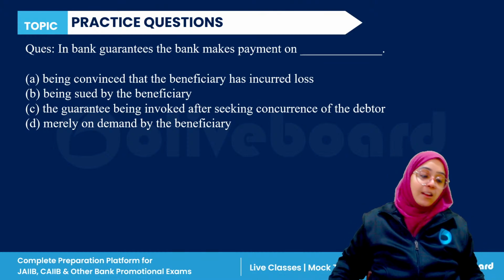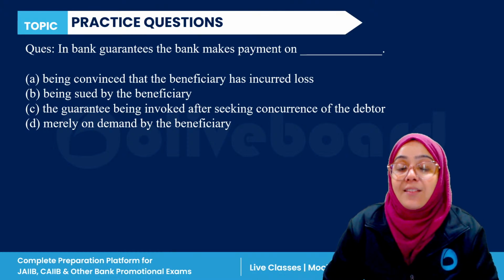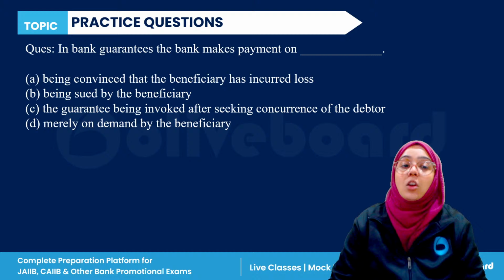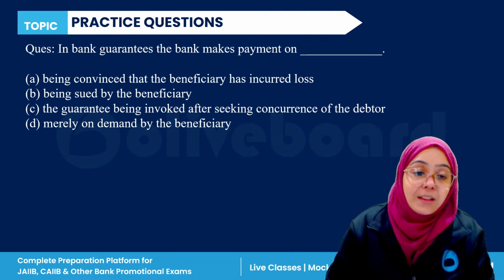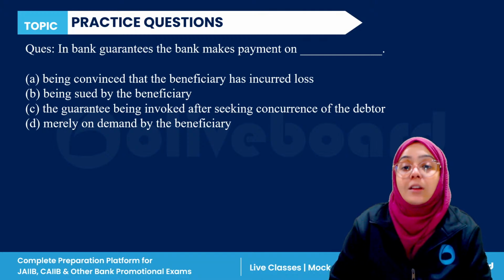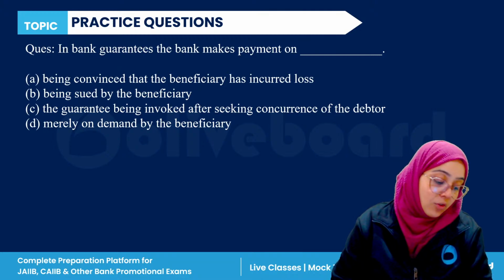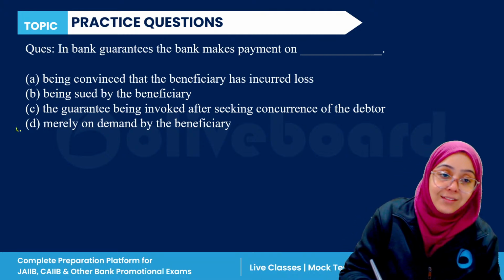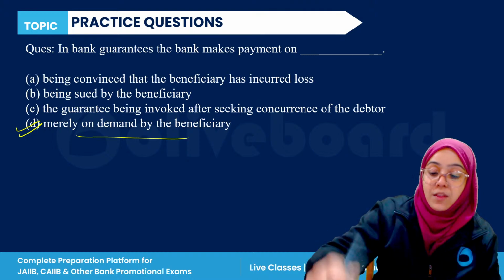Bank guarantee, the bank makes payments on, being conceived that the beneficiary has incurred loss and being sued by the beneficiary, or the guarantee being invoked after seeing concurrence of the debtor or merely on the demand of beneficiary. So the correct answer is D, merely on the demand of the beneficiary.